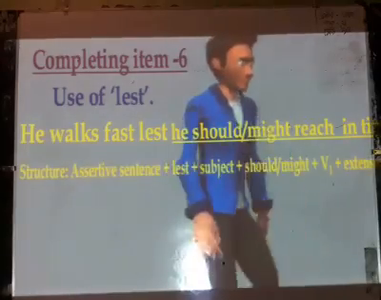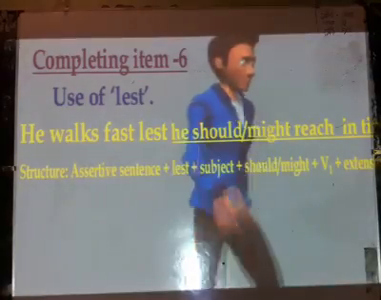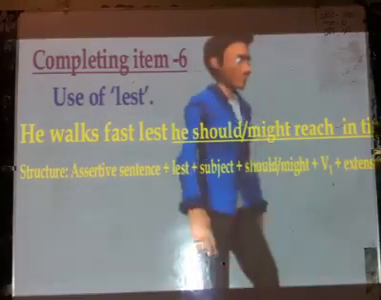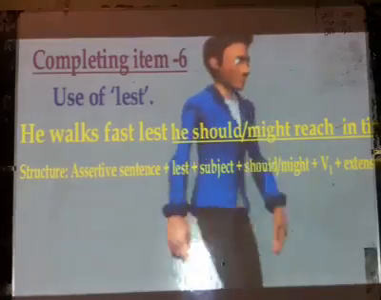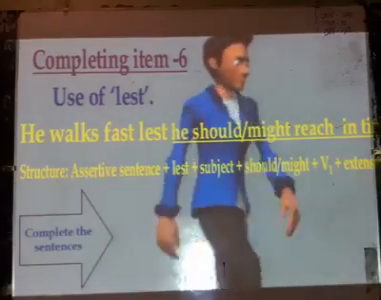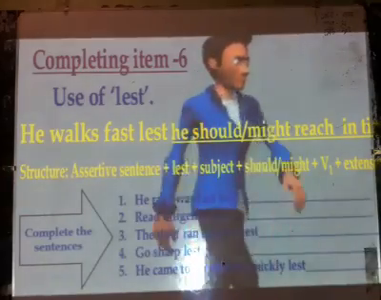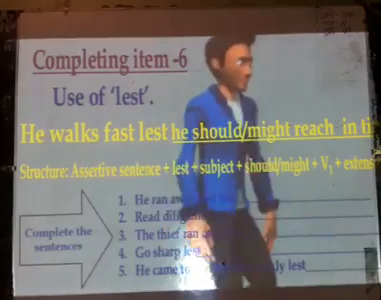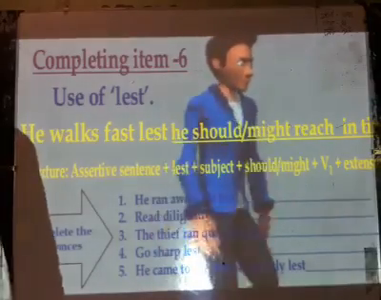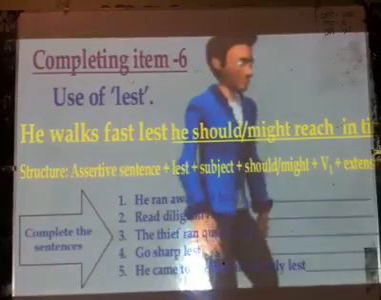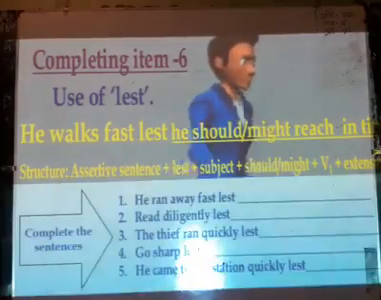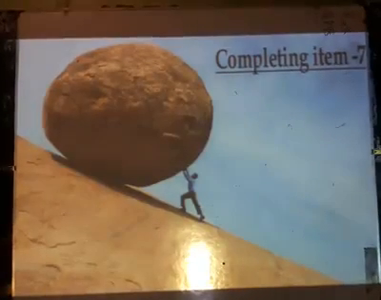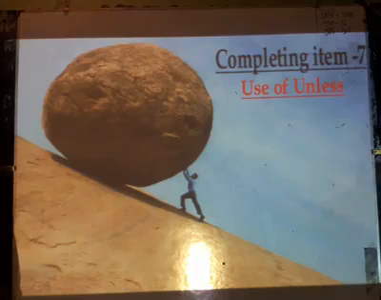Okay, next one. Structure: assertive sentence plus lest plus subject plus should or might plus extension. Okay, dear student, complete the sentences. Here also 5 sentences to you, and you will try your level best to complete these 5 sentences. Now, next one, completing item 7.